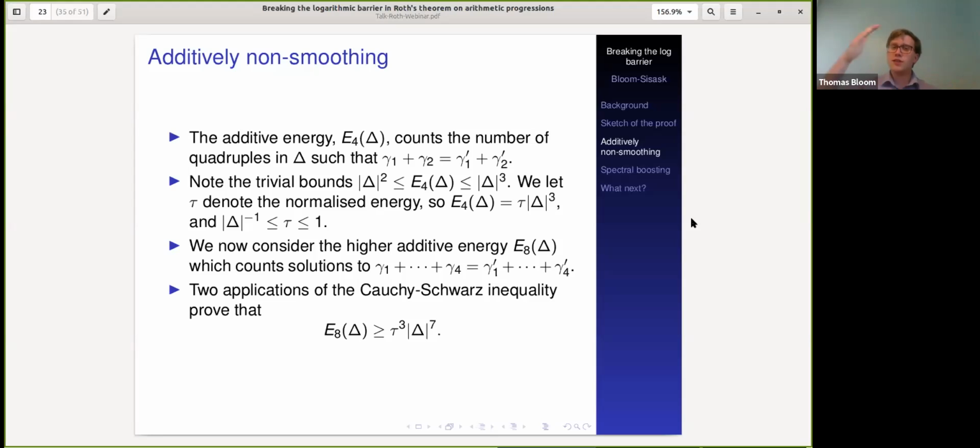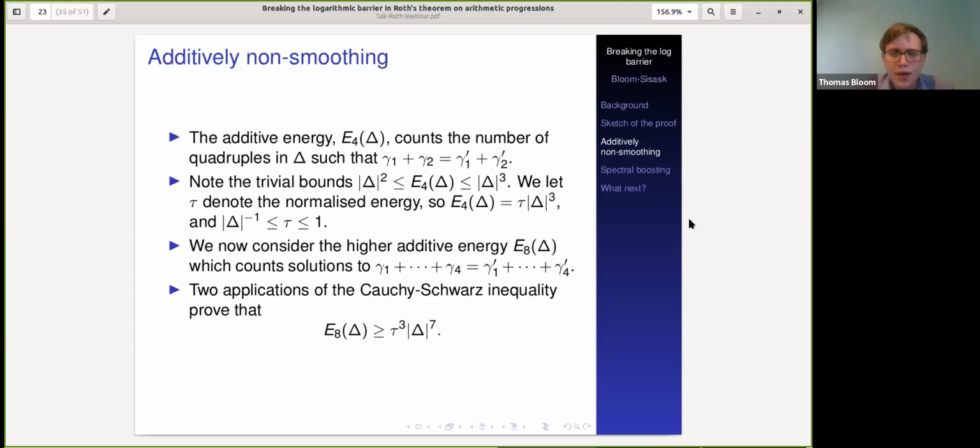In a sense, obviously, the larger τ is, so the larger the energy is, that corresponds to a set Δ having more structure, right? There are more solutions to this equation. Δ is more structured the larger τ gets. We also want to consider the higher additive energy, E8, which counts a very similar thing, just that we now allow more variables in this equation. It counts the 8-tuples, γ1 up to γ4', such that the sum of the first 4 equals the sum of the second 4. Obviously, you can generalize this to any E2m of Δ, which indeed we do require in the paper. But for the purpose of this talk and this simplified sketch, I'm just going to talk about E4 and E8.